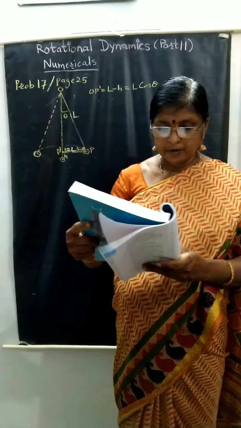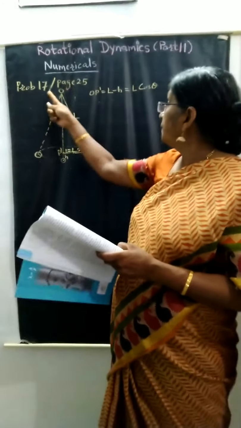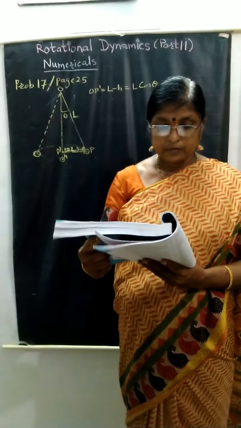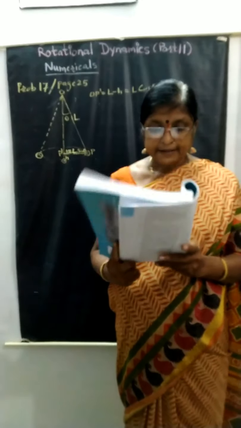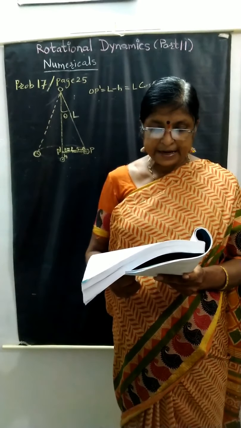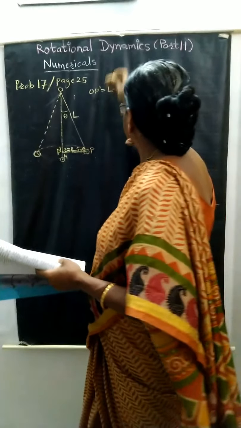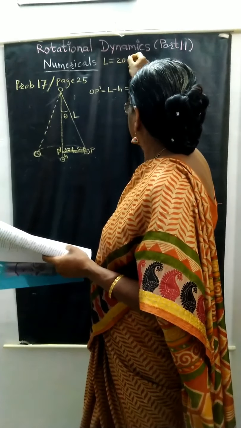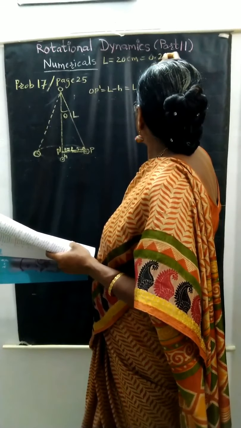Let us solve problem number 17, page number 25. Again open your textbook and read the problem. In the problem it is given that a pendulum consists of a massless string of length 20 centimeter. The length of the string is given as 20 centimeter, and 20 centimeter is equal to 0.2 meter.